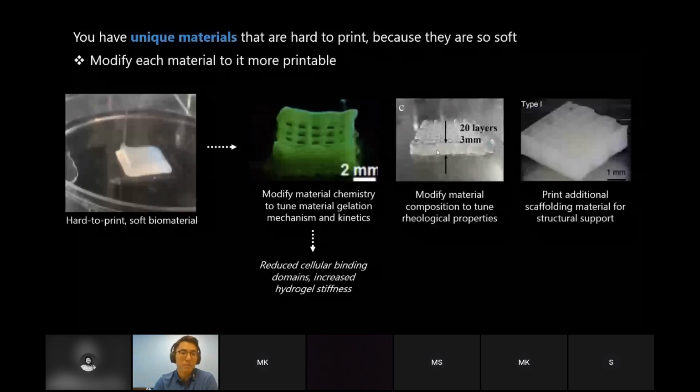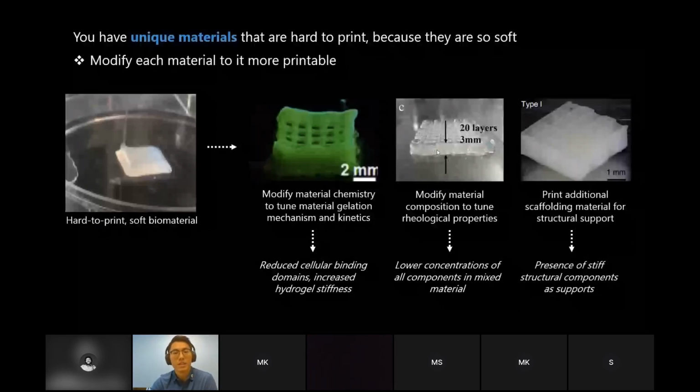When you modify the material chemistry, you oftentimes reduce the cellular binding domains, increase hydrogel stiffnesses, and lose functionality in the material that you've modified chemically. When you mix in different rheological modifiers, you oftentimes lower the concentrations of every component that's involved in your mixed material, and sometimes you don't want that. And then when you have these stiff structural elements, you need to figure out how to deal with them. You need to remove them, or maybe you're comfortable accepting that they will remain in your print throughout the duration of your study.